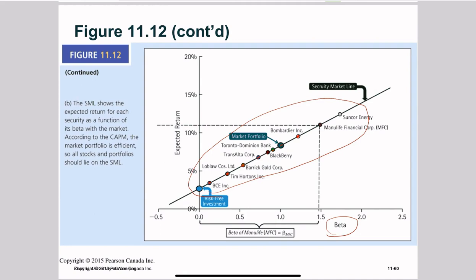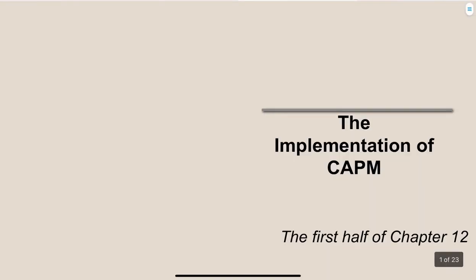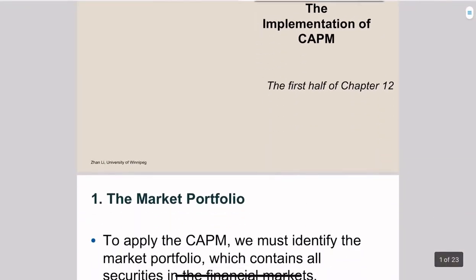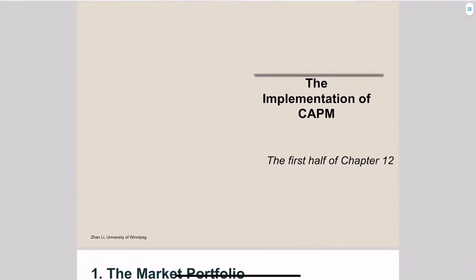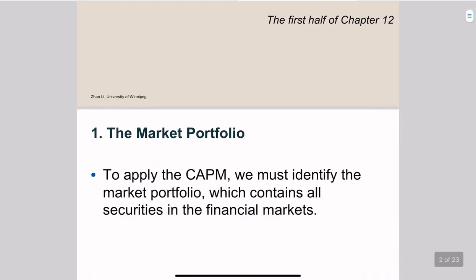Okay, that's great. So now let's move to the next chapter, which is chapter 3. It is about the implementation of CAPM. That is, how do you actually use CAPM? So this comes from the first half of chapter 12.